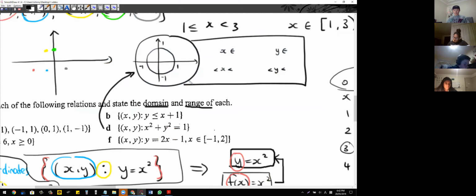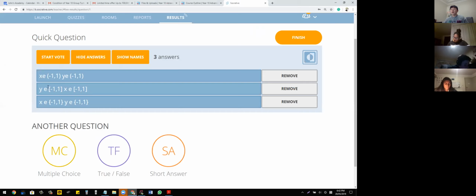Okay, that's very good. So this one is, yep, so y is an element of -1 to 1 inclusive. x is also -1 to 1 inclusive. So this is the correct answer.